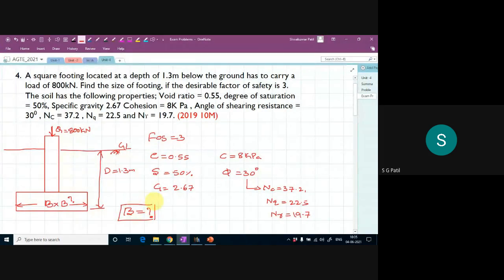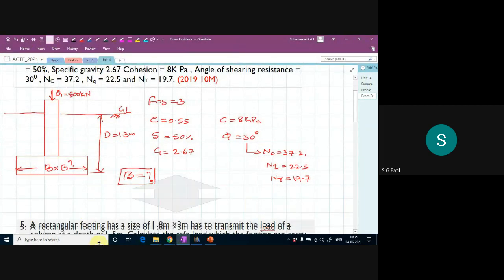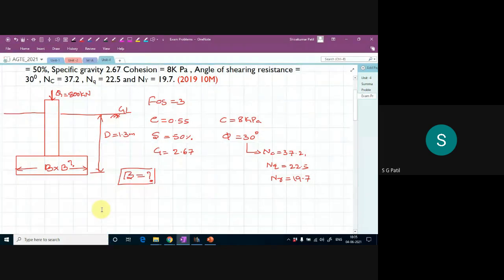Okay, so now write the equation. What is the equation for the square footing from Terzaghi's bearing capacity equation? Q ultimate equal to, tell me, what is the formula for the square footing? Anybody? Q ultimate is 1.3 cNc plus qNq plus 0.4 gamma B N gamma.